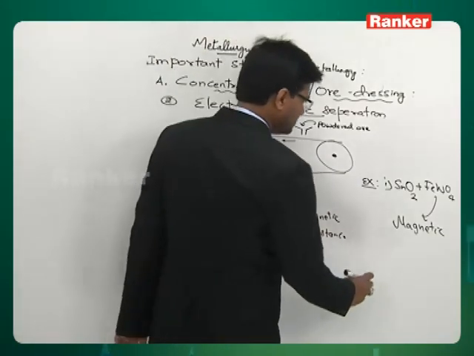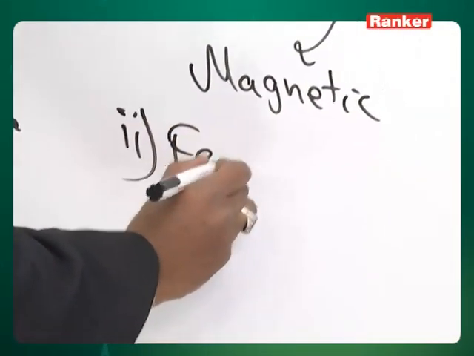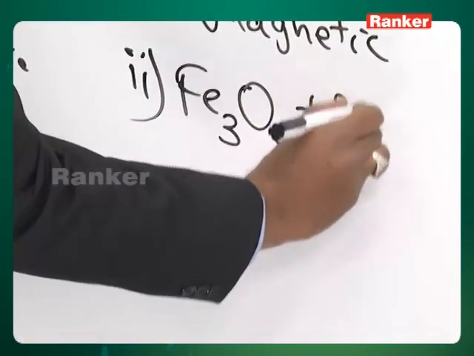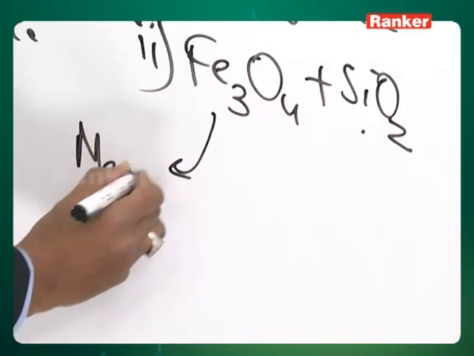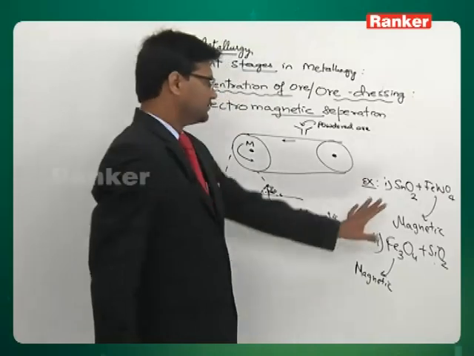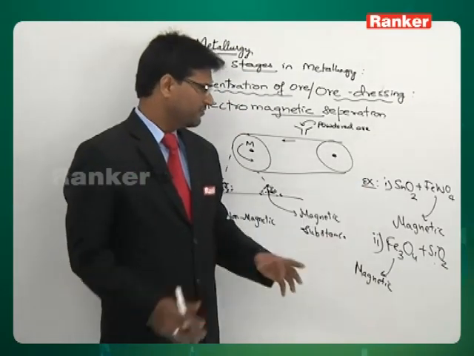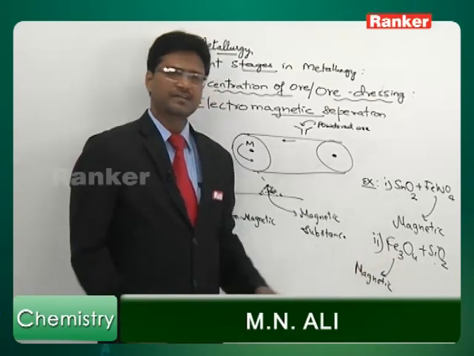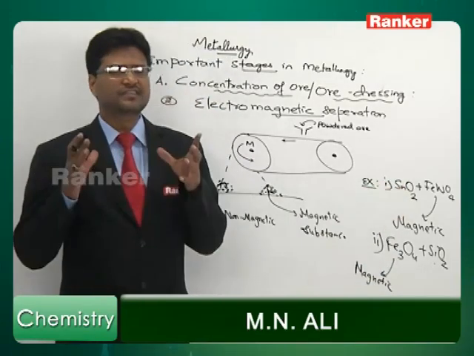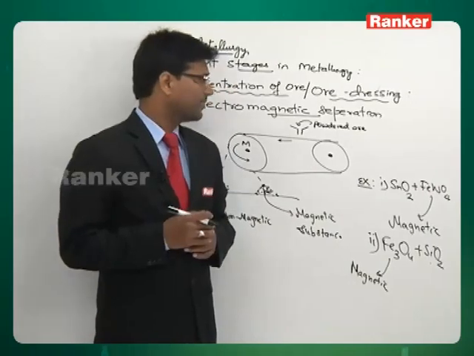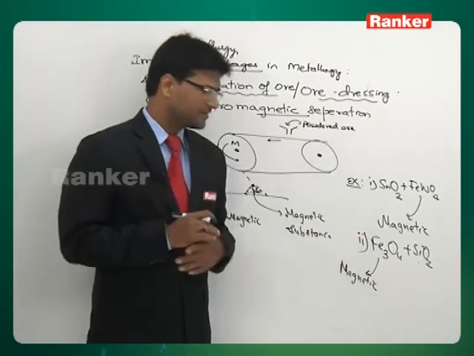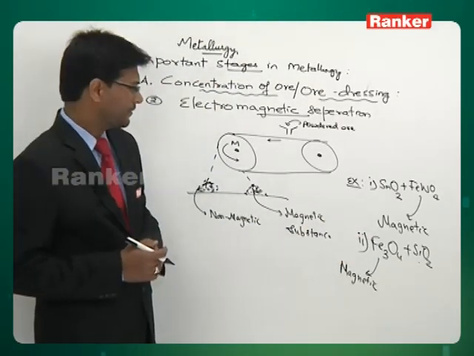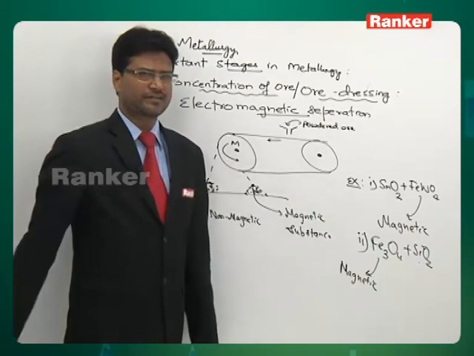Another example is Fe3O4. This is non-magnetic, this is magnetic. Fe3O4 is magnetic. So these are the two examples of ores: this is magnetite ore, this is cassiterite. These are concentrated by electromagnetic separation. In the first case, the impurity is magnetic. In the second case, the ore is magnetic and impurities are non-magnetic. That is about electromagnetic separation.